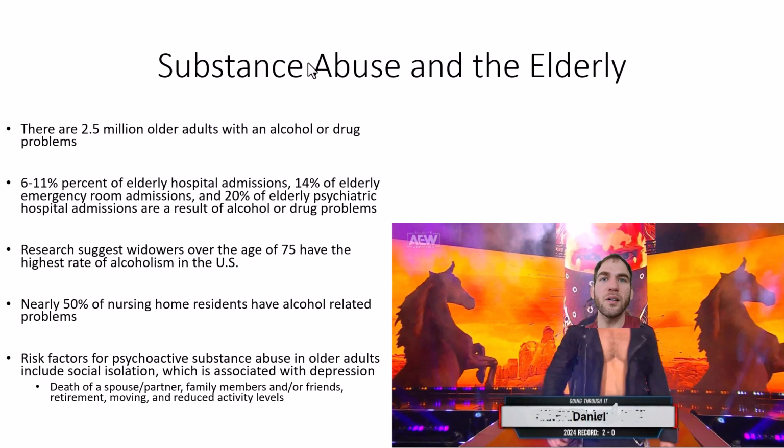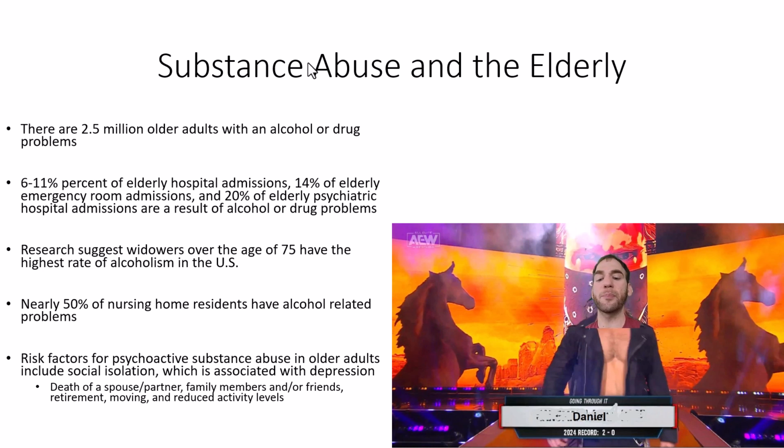Let's move on to substance abuse in the elderly, a topic usually not talked about, or I should say less talked about than younger teenage drinking habits, or even 30 and 40-year-olds. There are about 2.5 million older adults with an alcohol or drug problem. About 6 to 11% of elderly hospital admissions, 14% of elderly emergency room admissions, and 20% of elderly psychiatric hospital admissions are a result of alcohol or drug-related problems. Research suggests that widowers over the age of 75 have the highest rates of alcoholism in the United States.